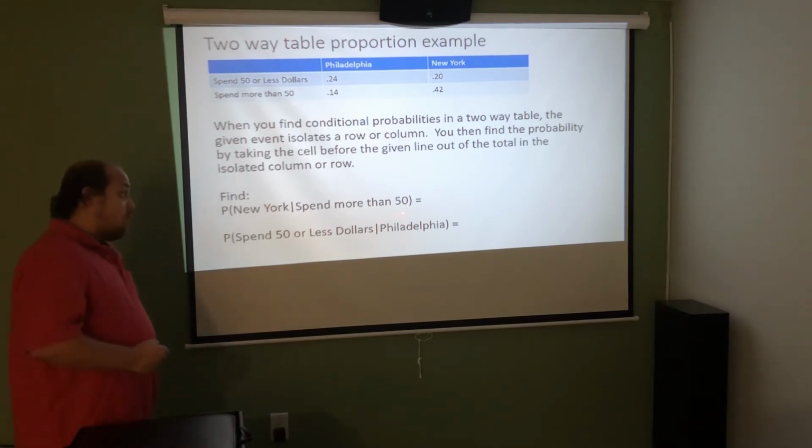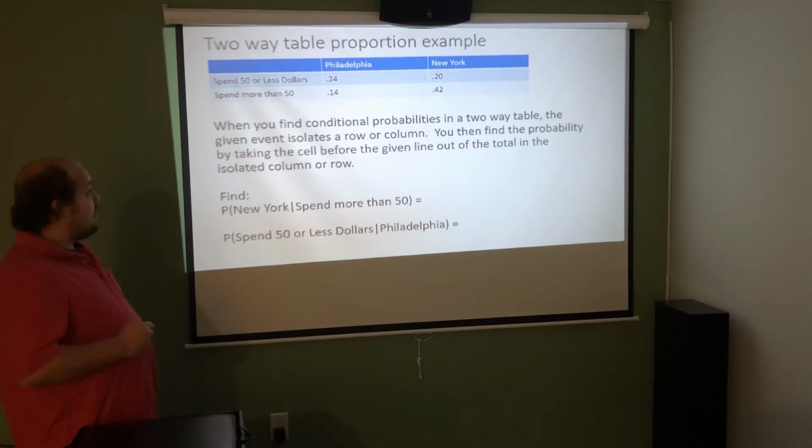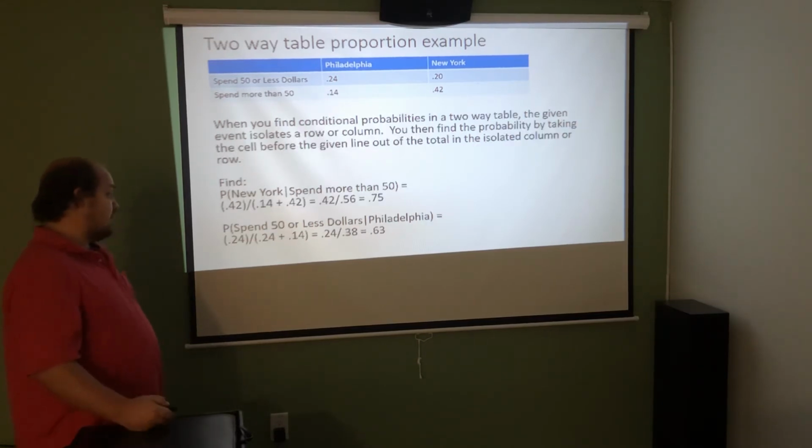When we look at the second one, it's conditioned on being from Philadelphia. From Philadelphia is this column with a total of 0.24 plus 0.14 is 0.38. Out of that 0.38 that came from Philadelphia, the ones that fit spending $50 or less is this 0.24. So 0.24 divided by 0.38 would give me the answer to this bottom question.